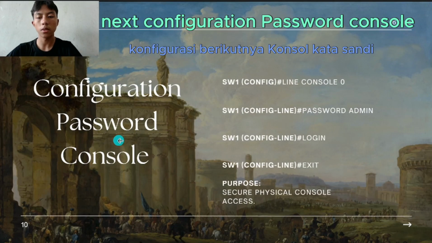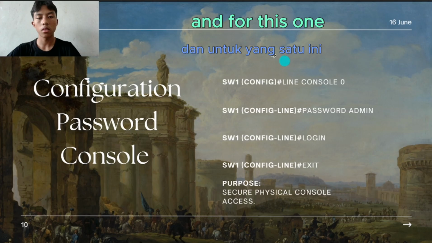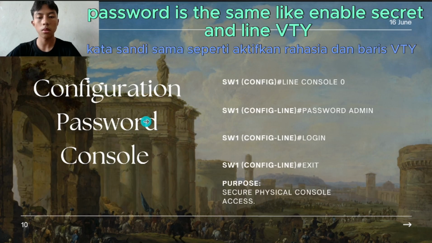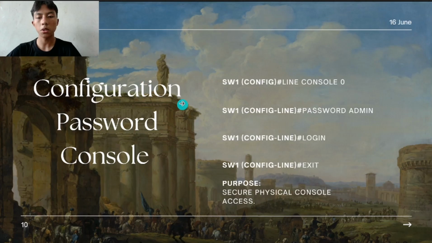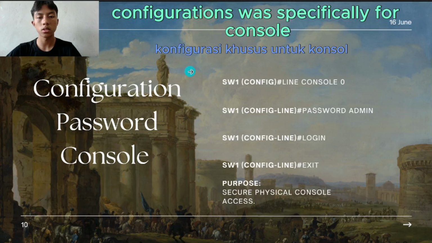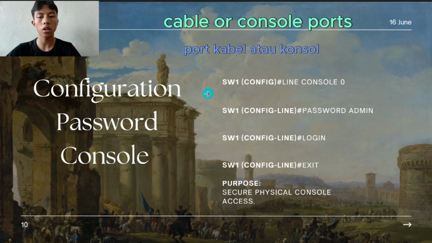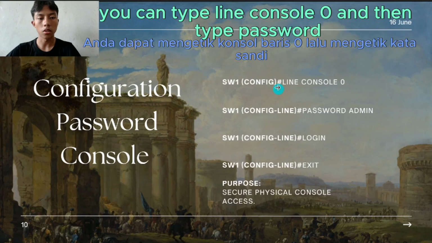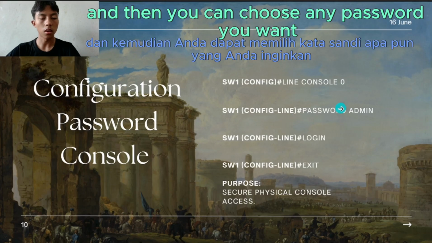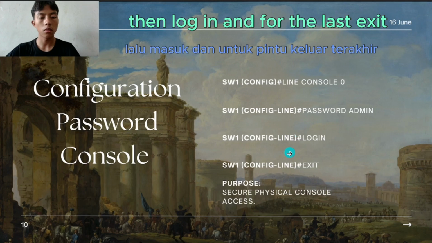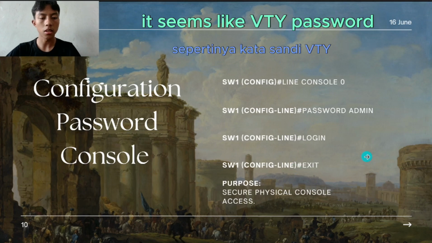Next, console password configuration. For this one, the password is the same as enable and line VTY, but this password configuration is specifically for the console cable or console port. You can type line console 0 and then type password, and then you can choose any password you want, then login, and for the last, exit. It seems like the VTY password.